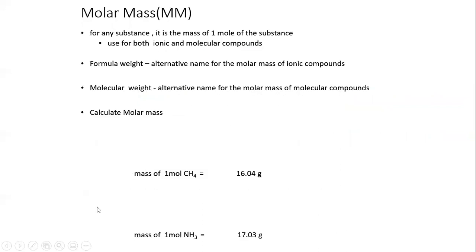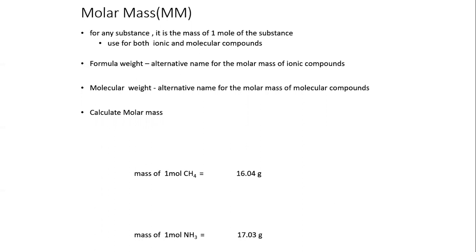Now for compounds and elements, we have what's called the molar mass. That's the mass of 1 mole of substance. And again, for the actual elements, if you look on the periodic table, if you have one handy, you can take a look at it.